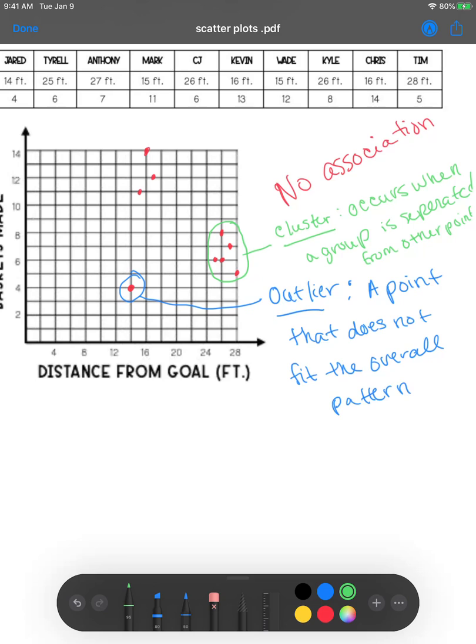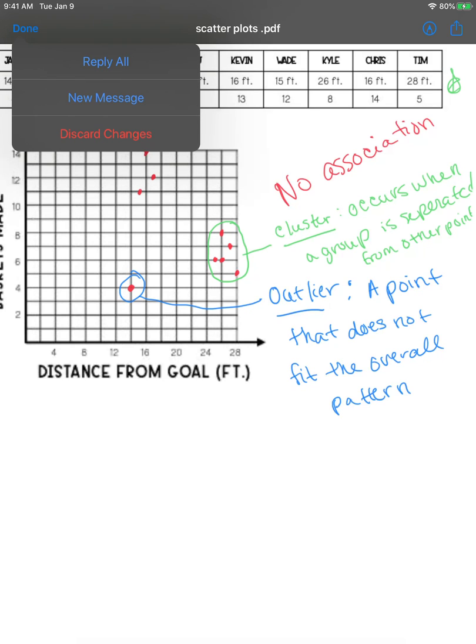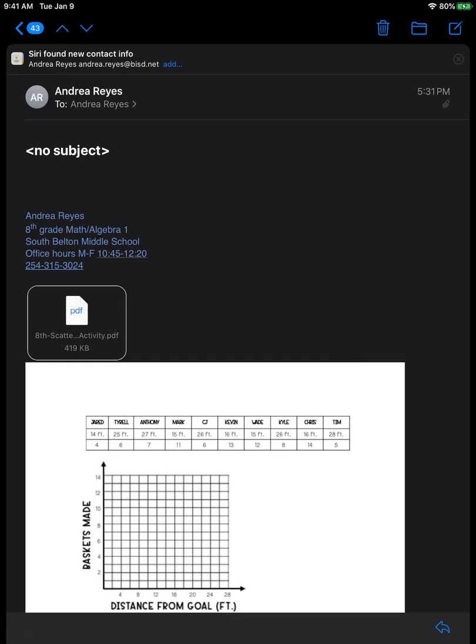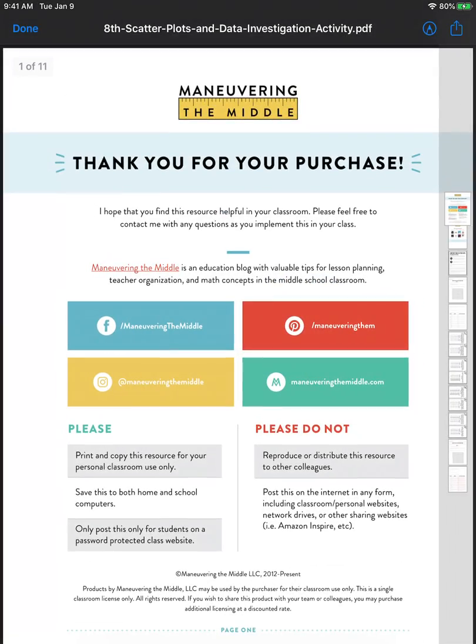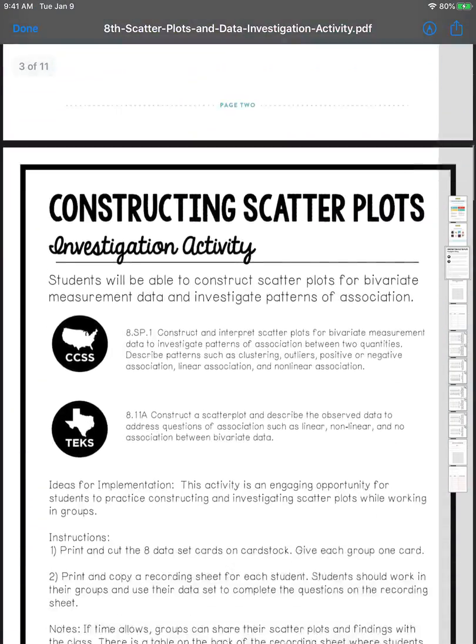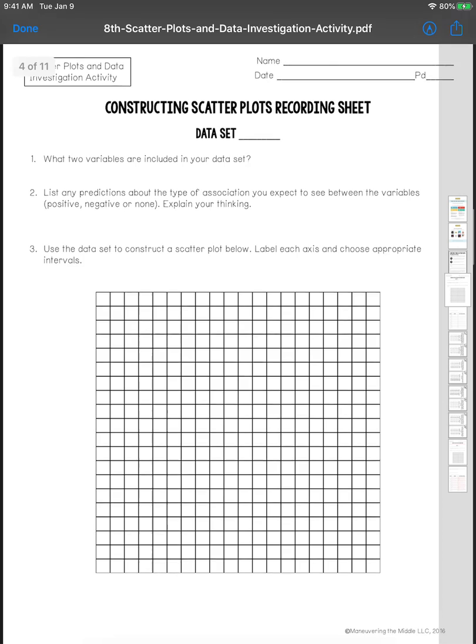So this is how you construct these. You were given data points right here, and we put them on a graph. So that's what you're going to be doing on your independent work today. I wanted to walk you through that since I won't be there today. So let's look at your independent work. This will be shared with you.